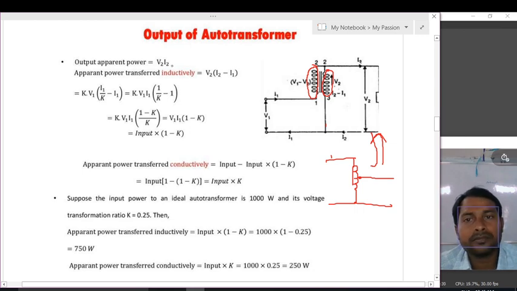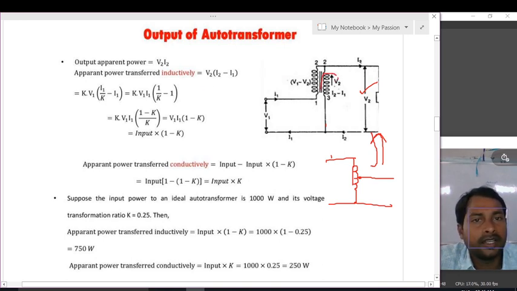We know that the output of the transformer is nothing but V2 into I2, in terms of kVA, and the apparent power transferred inductively is here. Power is transferred from this coil to this coil through induction. The voltage across that coil is V2, and the current through this coil is I2 minus I1. First of all, let us discuss why it is I2 minus I1.